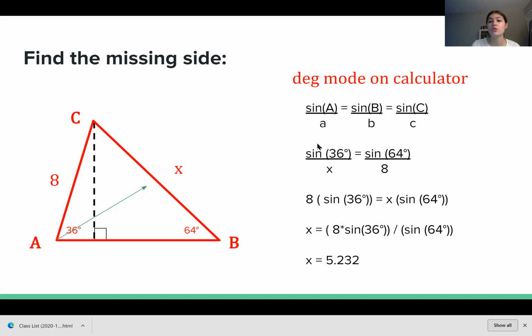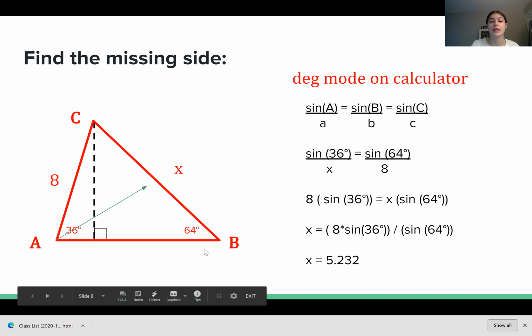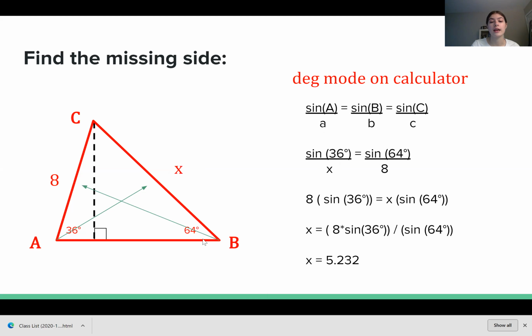All right, so there's one part of the formula that we can plug in. Sine of angle A, 36 degrees, divided by the length of side a. We know that side a is x, so that's what we're going to solve for. So we've got one part of our formula down. Cool. All right, now what about B over here? We've got angle B, it's 64 degrees. And that means that side b, again, is opposite of angle B. Side b is 8, and we're given that.